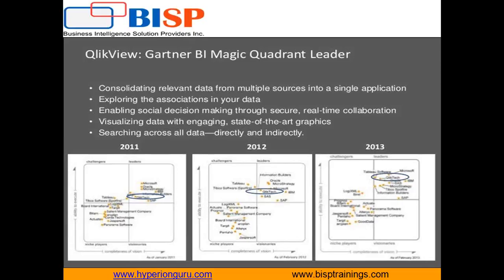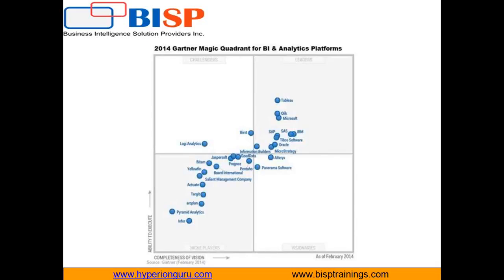And here I present the 2014 Gartner Magic Quadrant for Business Intelligence and Analytics platform, where you can see that Tableau holds the first position, Qlikview holds the second position, and Microsoft holds the third position, and so on and so forth about the other business intelligence and analytical tools.